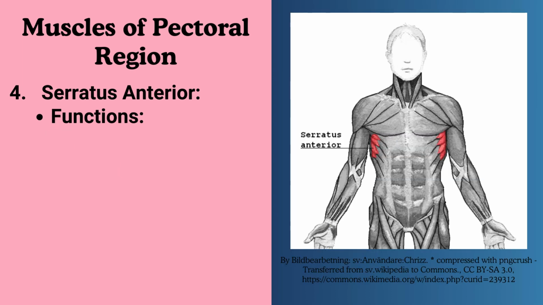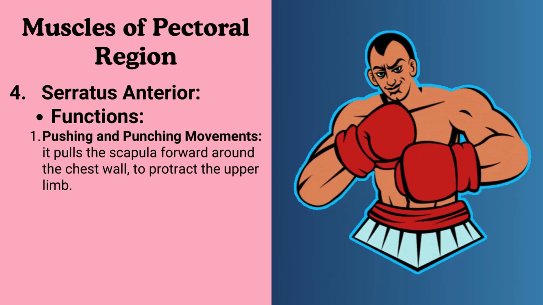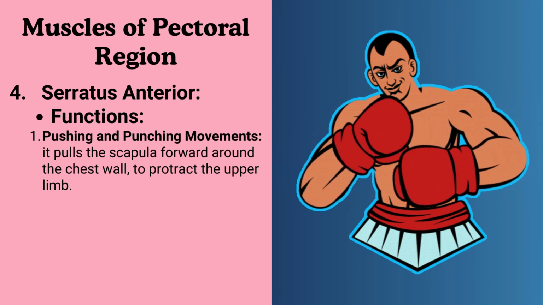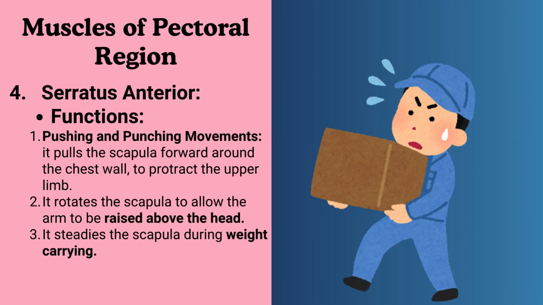Functions of serratus anterior: pushing and punching movements. It pulls the scapula forward around the chest wall, to protract the upper limb. It rotates the scapula to allow the arm to be raised above the head. It steadies the scapula during weight carrying.